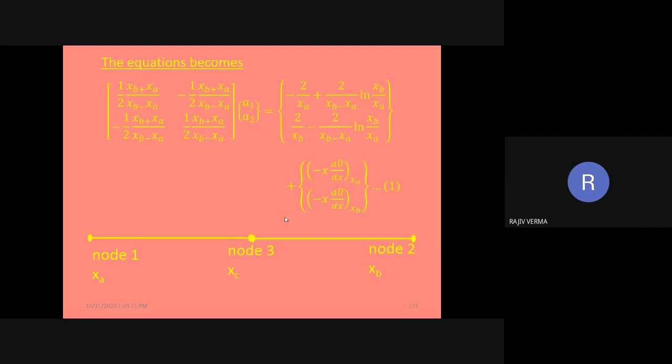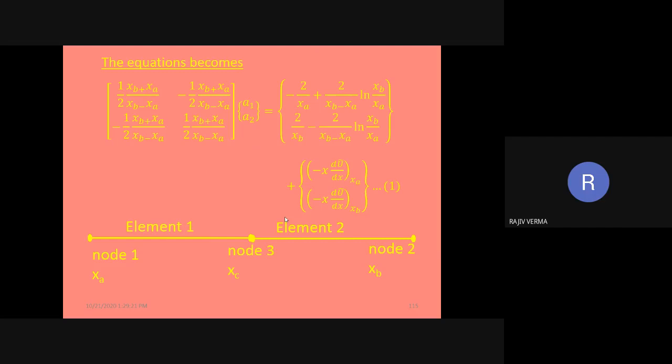In the linear element also, the two nodes, node number 1 and node number 2, were located at XA and XB. But we now have a new node, node number 3, located at x is equal to XC. So these are the two elements: element number 1 comprising node 1 to node 3, and element number 2 comprising node 3 to node 2.